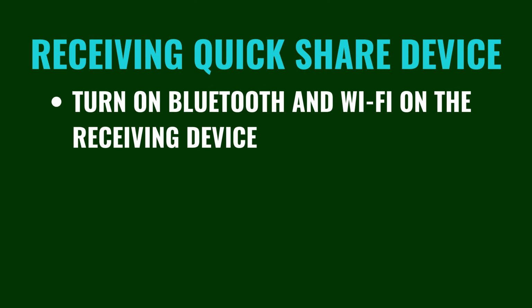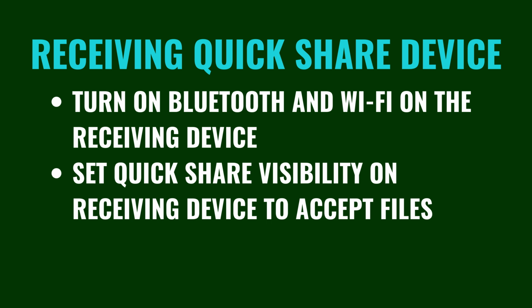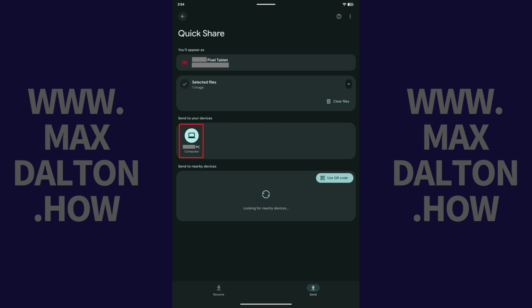Step 3. Make sure the receiving device has Bluetooth and Wi-Fi turned on and that its QuickShare visibility is set to receive files. Step 4. Tap the name of the recipient's device on your screen.